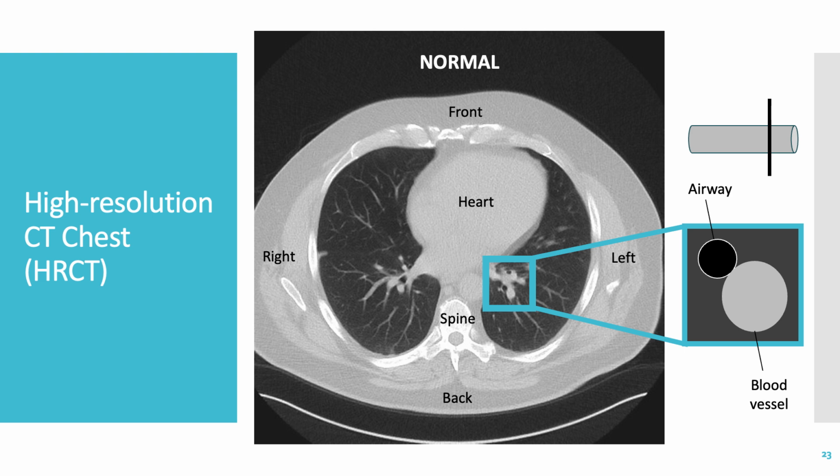When you cut it this way, it looks like a line. And so that's what you're seeing here. And you can see that your black circle is going to be your airway, where your gray circle is going to be your blood vessel. Those are normal structures in the lungs.